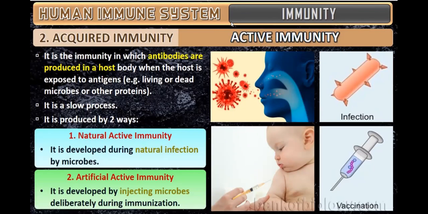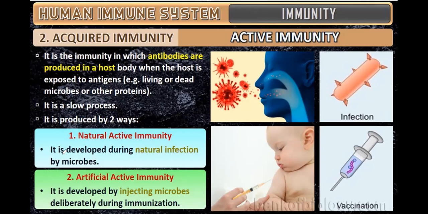Now, what is active immunity? It is the immunity in which antibodies are produced in a host body when the host is exposed to an antigen. This is a host. The host is exposed to some antigen, virus, or bacteria by infection, or by living or dead microbes or other protein. It is a slow process. It is produced in two ways: natural active immunity and artificial active immunity.